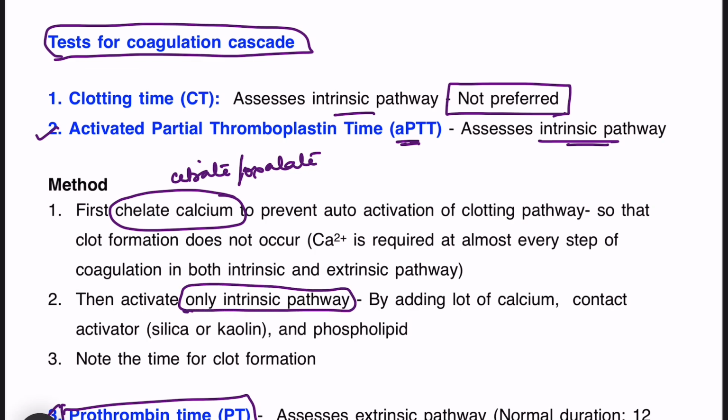How do we do that? After removing all the calcium, we are now ready with a lot of calcium and we also have one contact activator. These chemicals are available. We add them together, lots of calcium, this contact activator and phospholipid, and with this there is activation of the intrinsic pathway. Immediately as we add these chemicals, we note the time required for clot formation. So this will give us APTT.